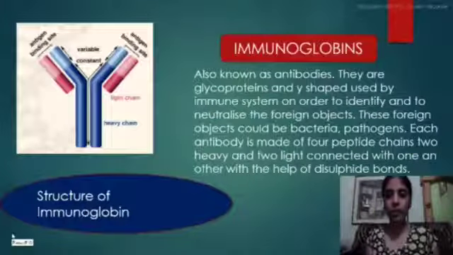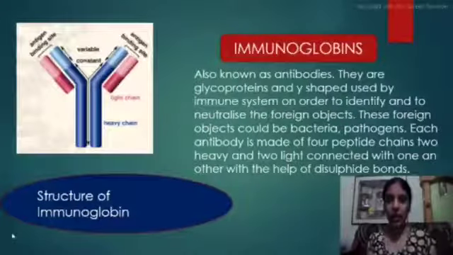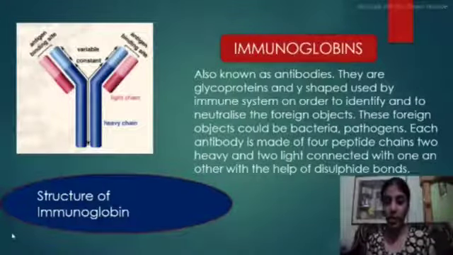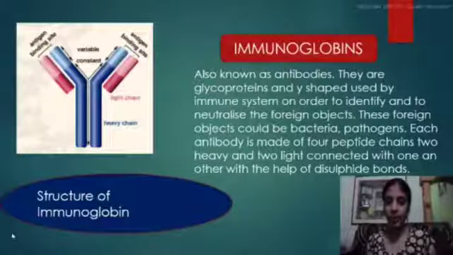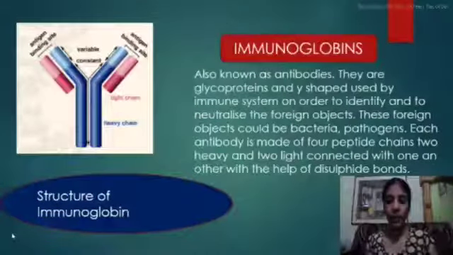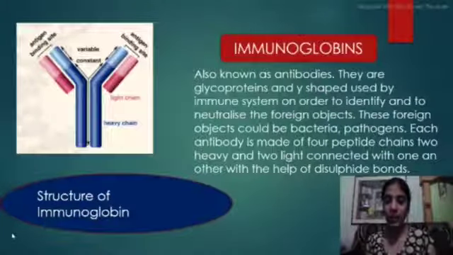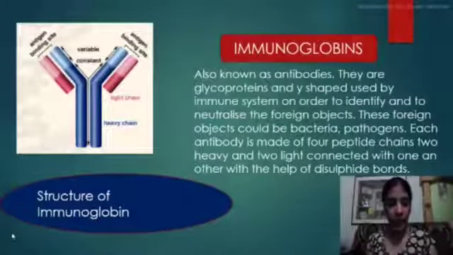Next come the immunoglobulins. These are known as antibodies. They are glycoproteins and Y-shaped, used by the immune system in order to identify and neutralize foreign objects. These foreign objects could be bacteria, pathogens. Each antibody is made of 4 peptide chains, 2 heavy and 2 light, connected with one another with the help of disulfide bonds. And here's the structure of immunoglobulin.